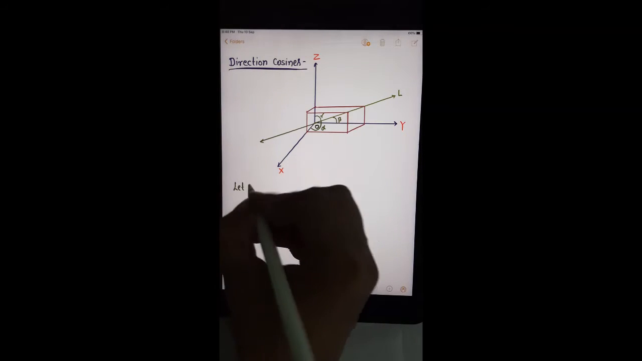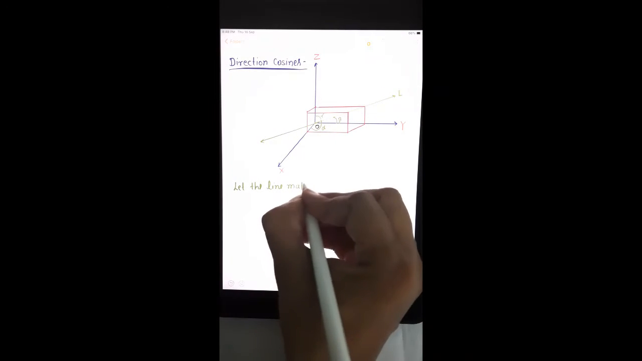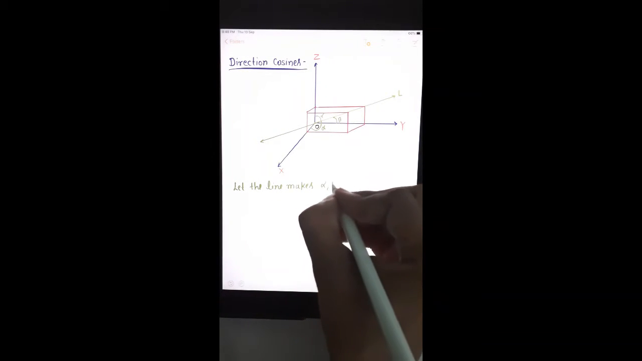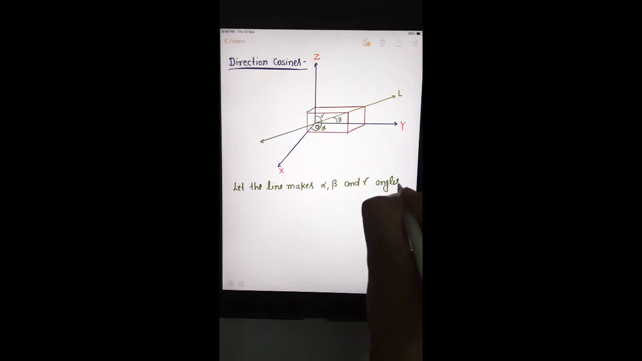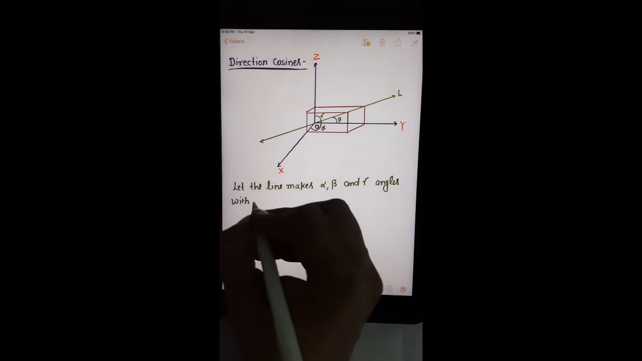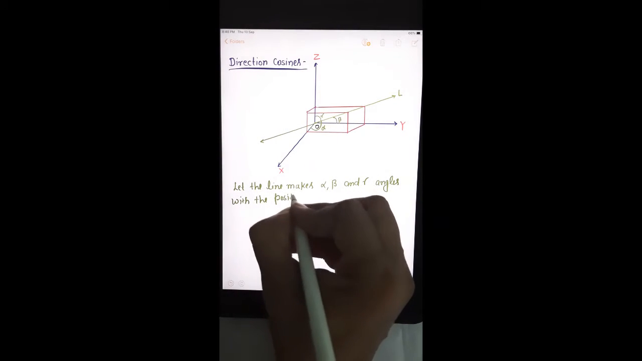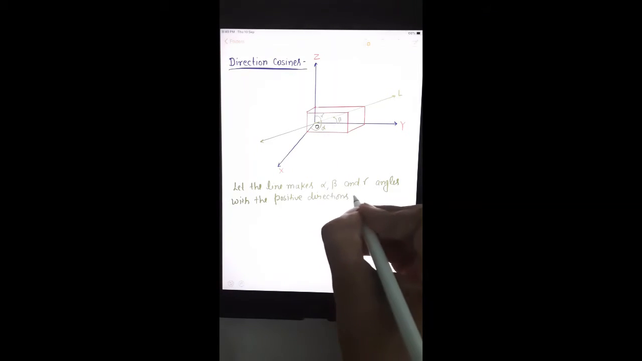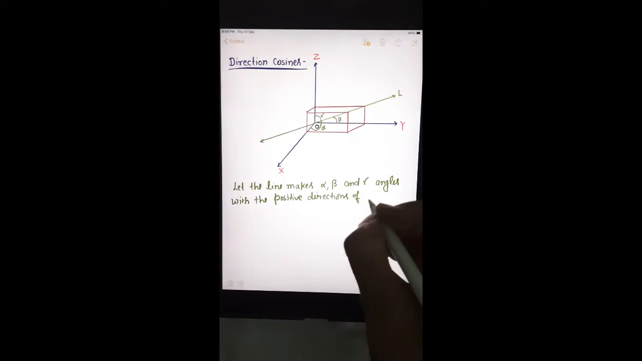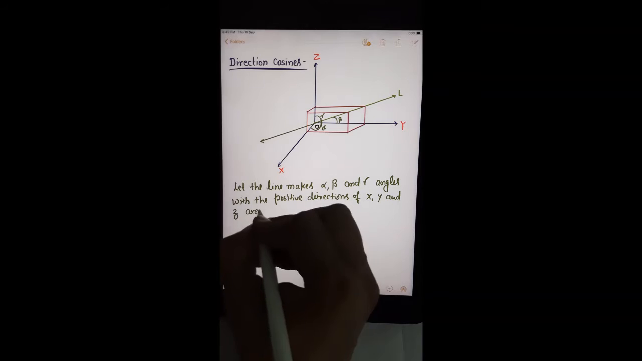So let the line make alpha, beta and gamma angles with the positive directions of x, y and z axis respectively.